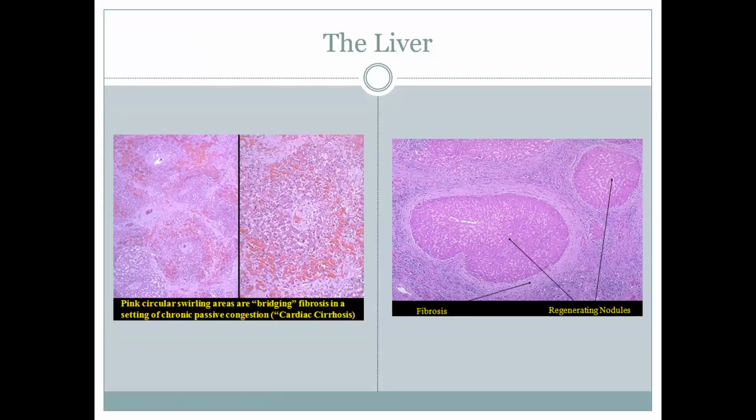So this is an example of cardiac cirrhosis. Cardiac cirrhosis results from increased pressure in the central veins of the liver. This increased pressure could result from increased pressure in the right side of the heart as a result of right-sided heart failure, or obliteration of the inferior vena cava, or obliteration of the hepatic veins, such as seen in veno-occlusive disease and Budd-Chiari syndrome.